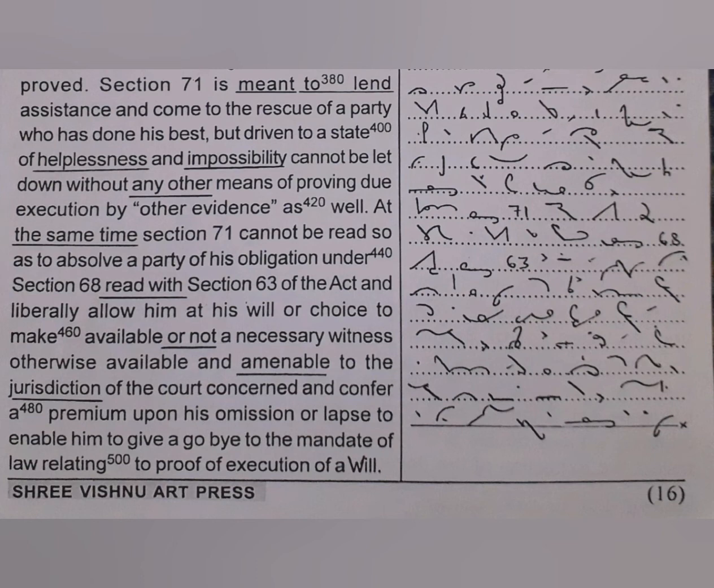At the same time, Section 71 cannot be read so as to absolve a party of his obligation under Section 68 read with Section 63 of the Act and liberally allow him at his will or choice to make available or not a necessary witness otherwise available and amenable to the jurisdiction of the court concerned, and confer a premium upon his omission or lapse to enable him to give a go-by to the mandate of law relating to proof of execution of a will.